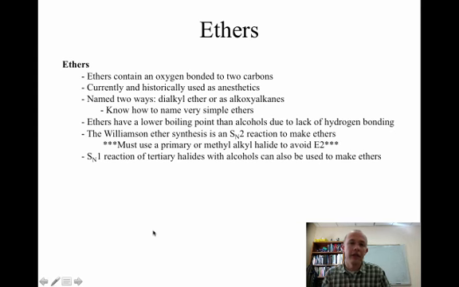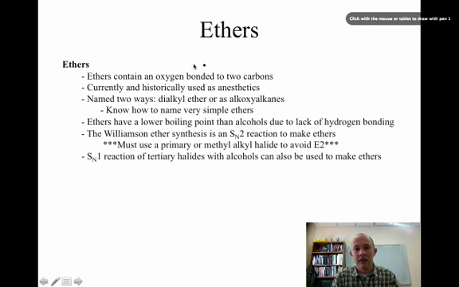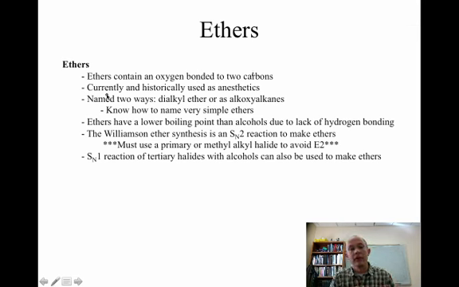Okay, so to summarize, we define ethers as compounds that contain an oxygen bonded to 2 carbons. Currently and historically, these have been used as anesthetics. Don't worry so much about the naming. I just want you to be familiar with the naming, so if you see the name, you know, okay, that's an ether, and I know what that looks like. Know how to name these very simple ethers for the most part.